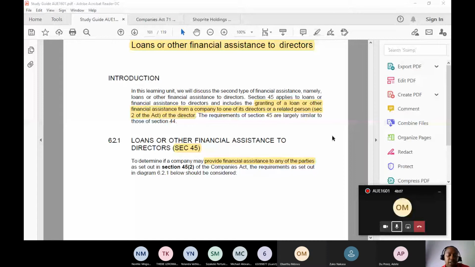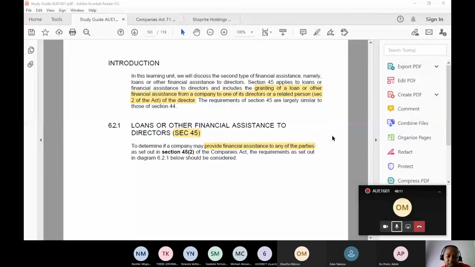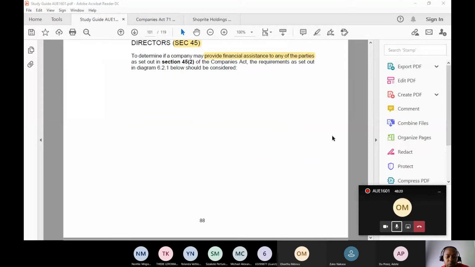So loans or other financial assistance to directors, as I said, is Section 45. And to determine if a company may provide financial assistance to any parties, we have to look at Section 45.2. We will look at diagram 6.2.1, which gives us an overview of what Section 45 is.